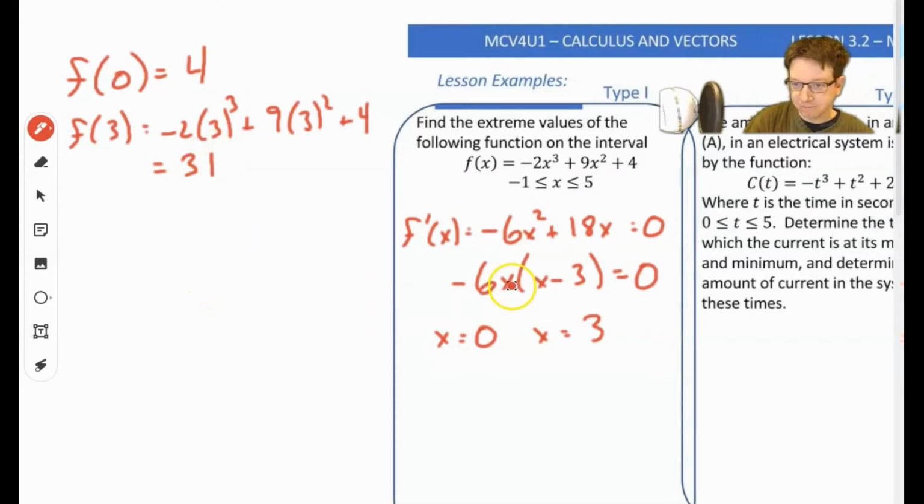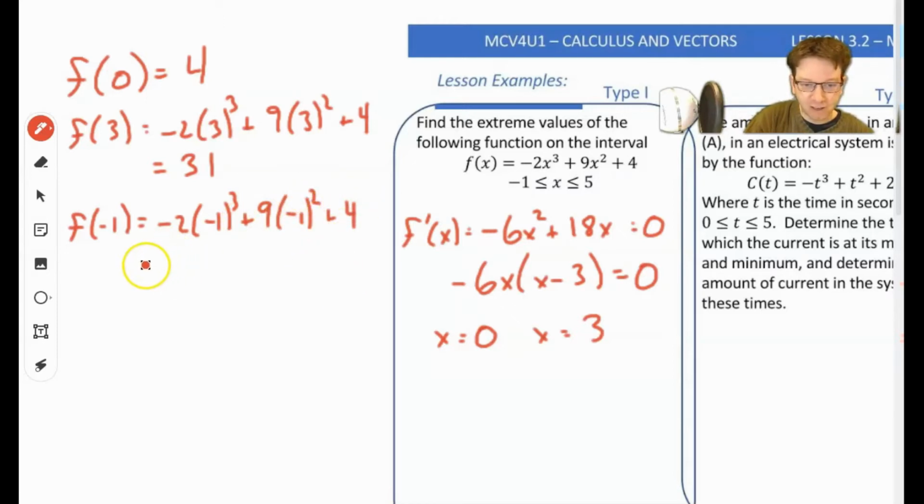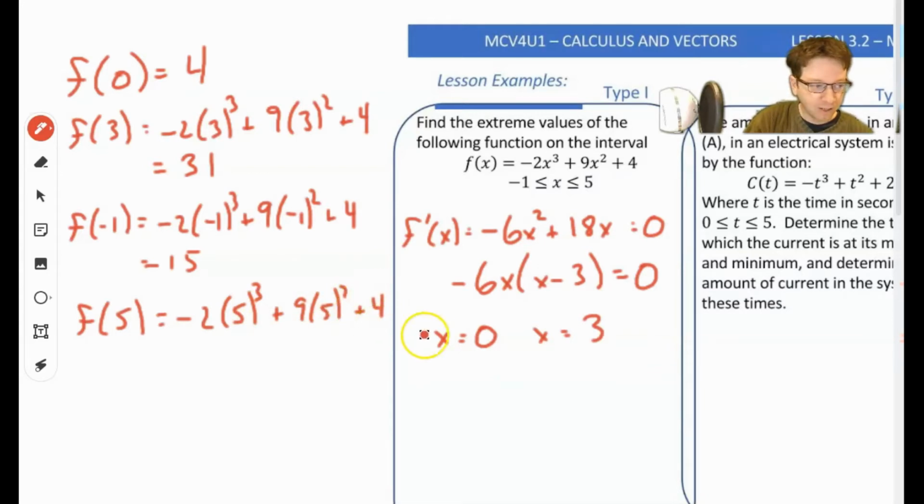Okay. Let's test the endpoints. So let's test f at -1. If we test this one, we get -2 times -1 cubed plus 9 times -1 squared plus 4, and we get 15. All right, one more point to test, this endpoint, f at 5. So if we test f at 5, we get -2 times 5 cubed plus 9 times 5 squared plus 4, and in that case we get -21.